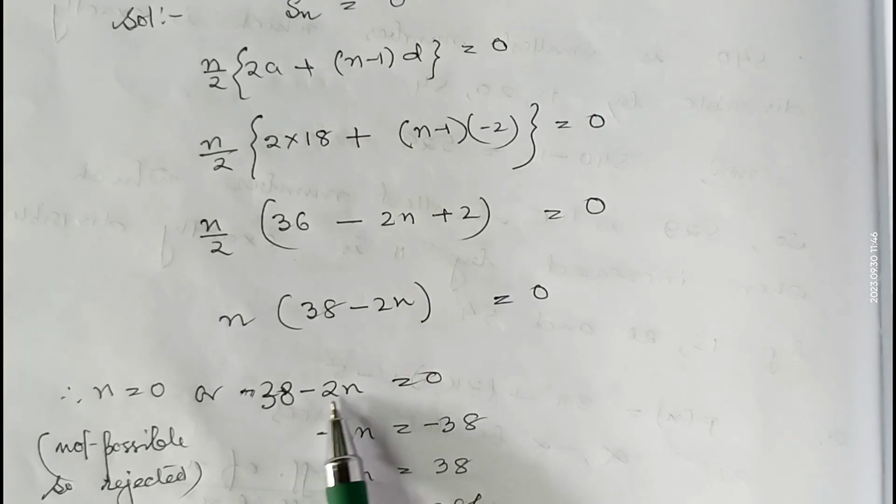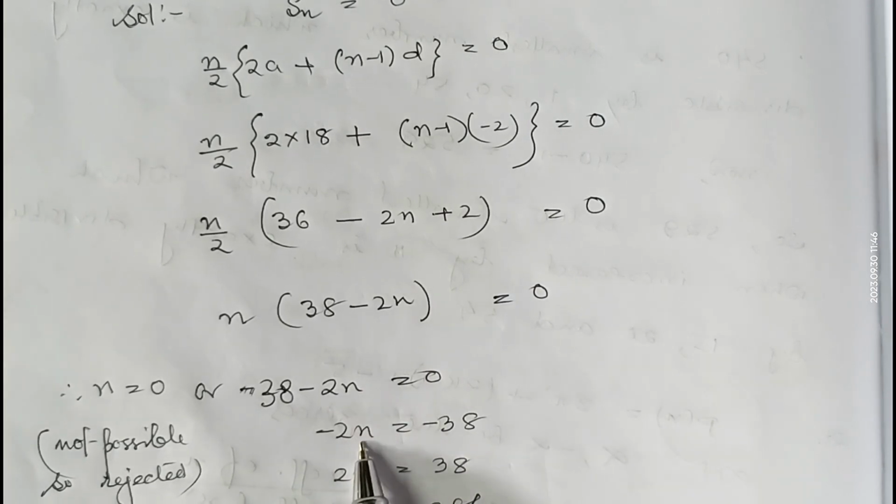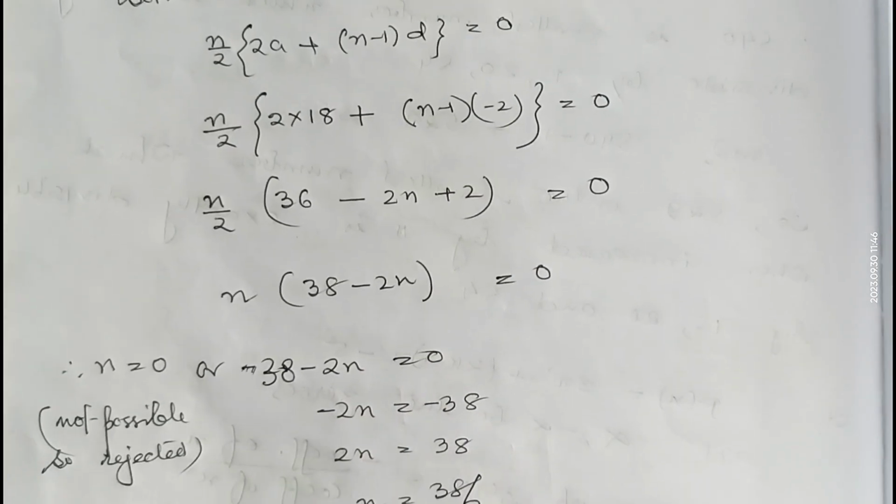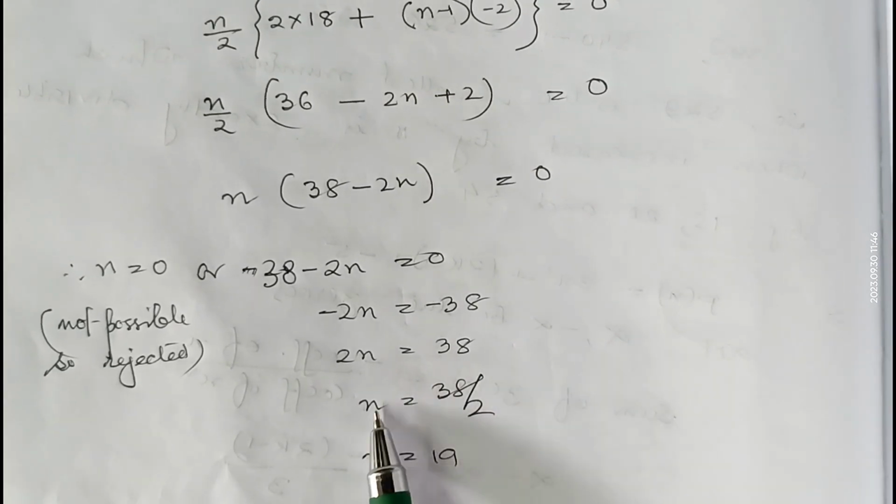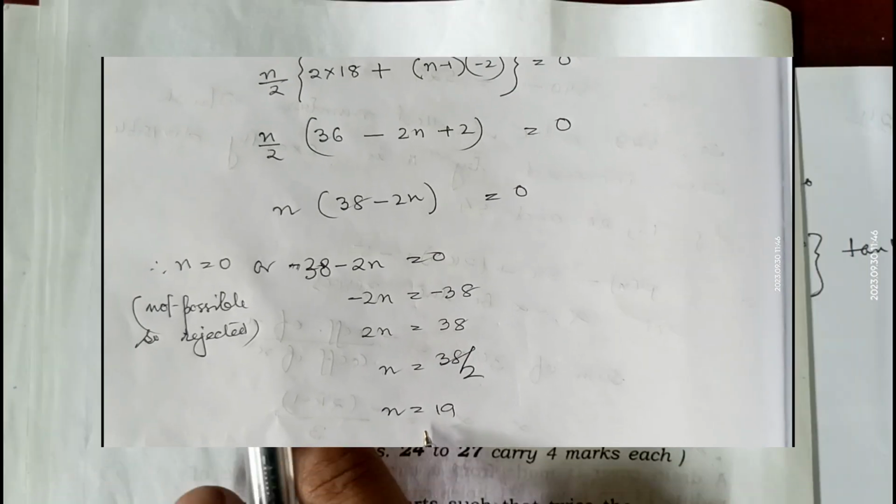So here we got 38 minus 2n equals 0, minus 2n equals minus 38. So 2n equals 38. So n is 38 by 2, which will give 19. Therefore number of terms is 19.